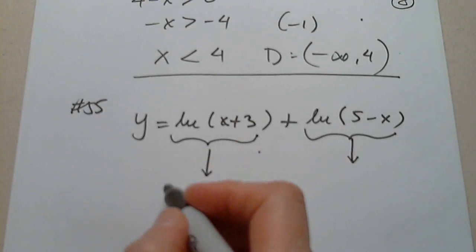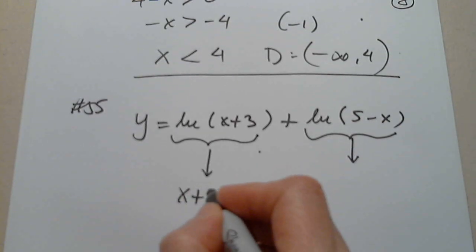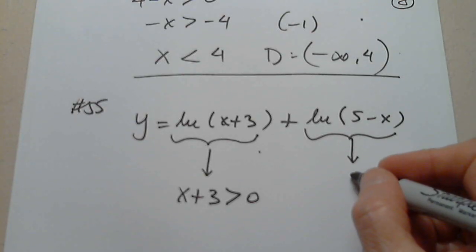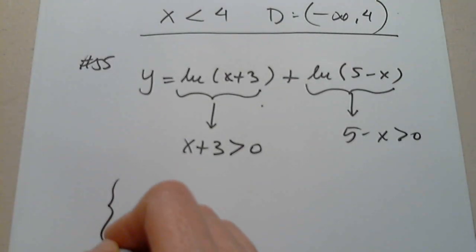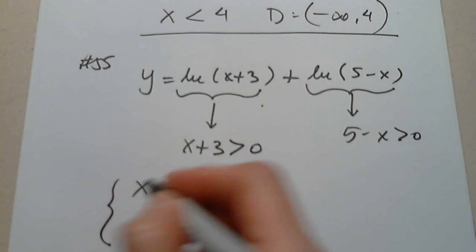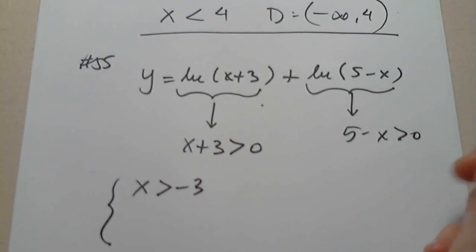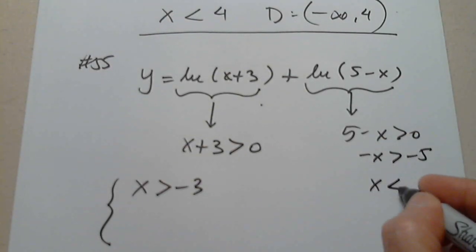What should I write for this one? X plus 3 is greater than 0. Excellent. And for this one? 5 minus x is greater than 0. Excellent. I have to put these two together because they are two functions. So x greater than -3, and here negative x greater than -5, I divide by -1, x less than 5.